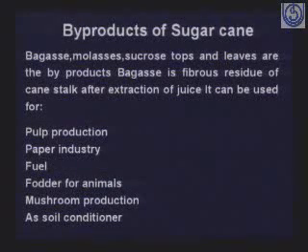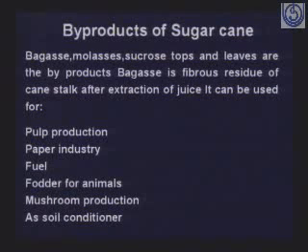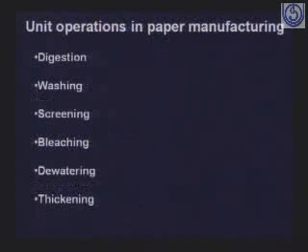What are the byproducts of sugar cane? The bagasse, the fibrous residue left over after extraction of juice. It can be used for pulp production, paper industry, fuel, fodder for animals, mushroom production and also as soil conditioner. Unit operations in paper manufacturing: we do digestion, washing, screening, bleaching, and dewatering and thickening. And we can get the paper produced. Well, the details are given in your block.